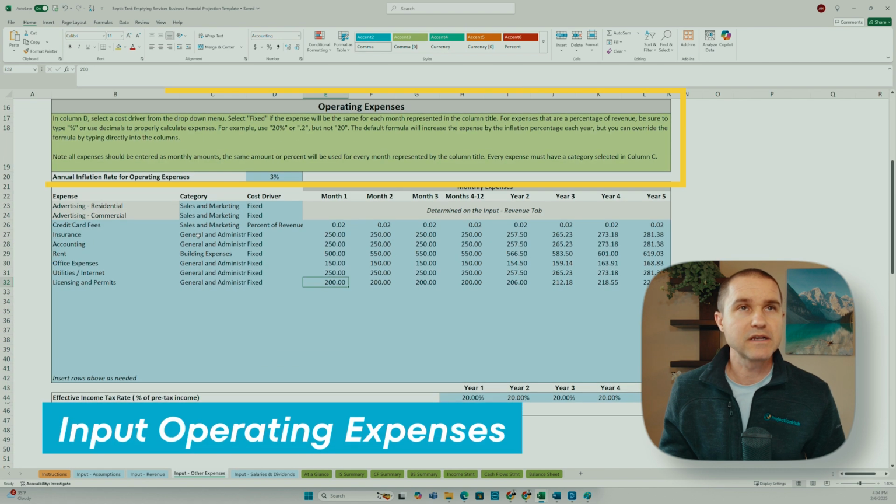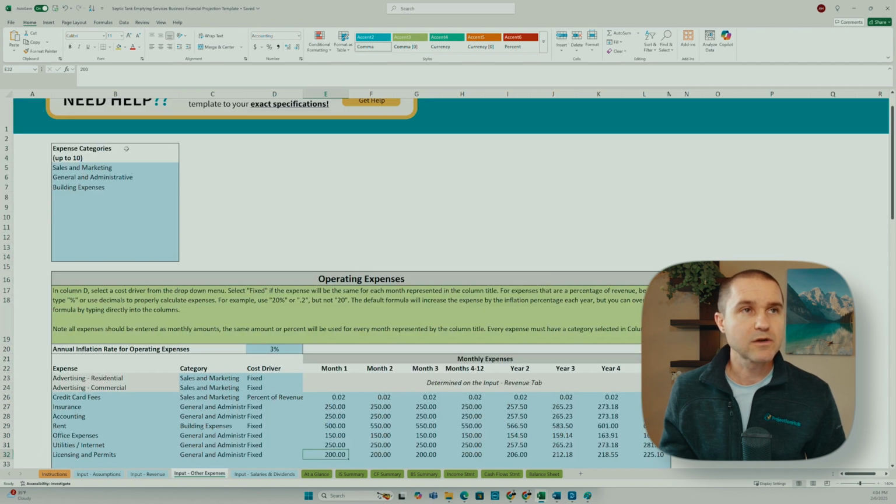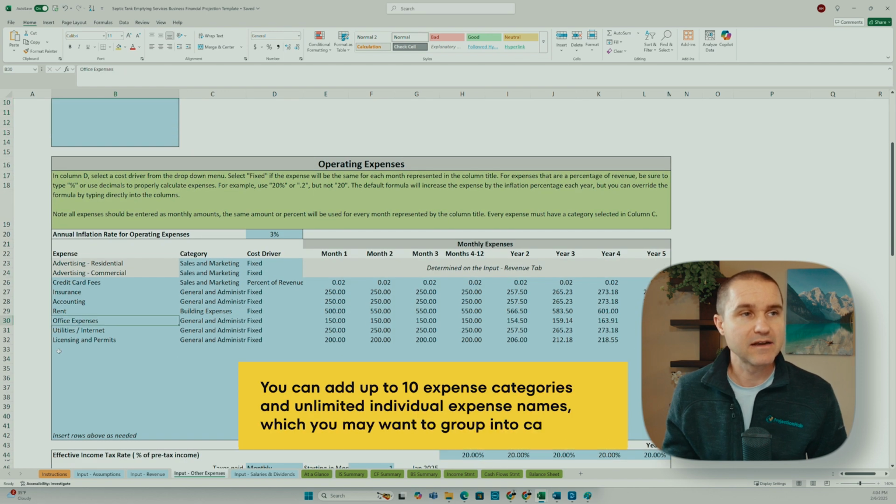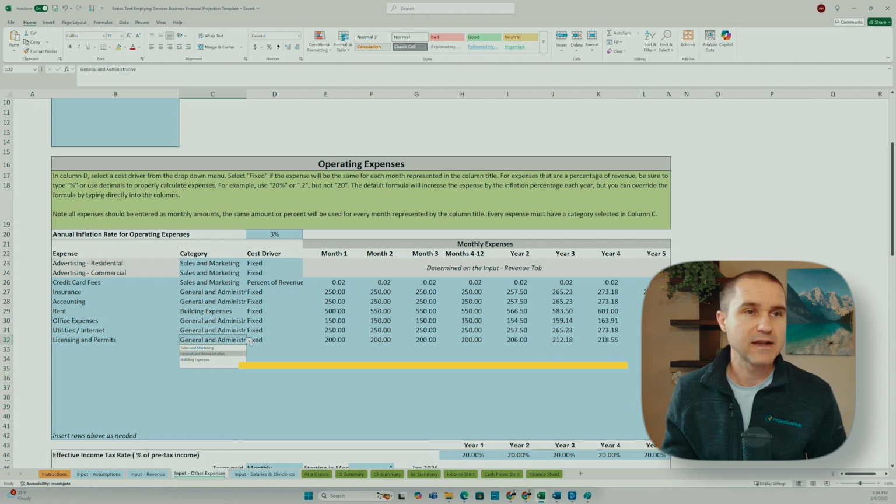So let's look at our operating expenses tab here. So we can start by actually adding expense categories up here. So we can add up to 10 expense categories. Then you can add an unlimited number of individual expense names, but then you may want to put them into a category. So right now we just have 3 basic categories: sales and marketing, general and administrative, and building expenses. So let's say, for example, maybe you're renting a space to store your equipment or your truck, and that's $500 a month, for example.